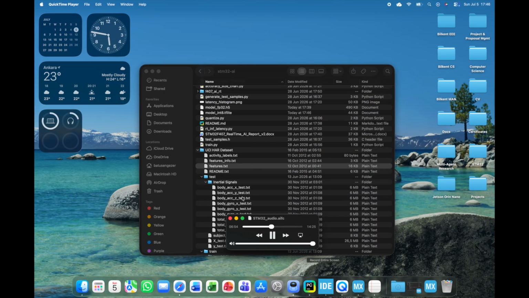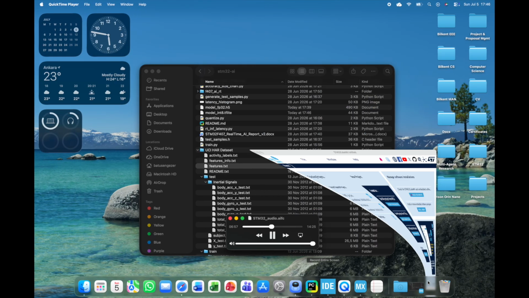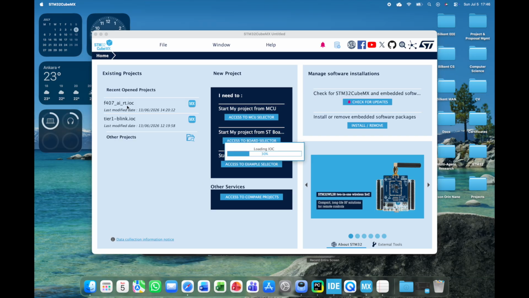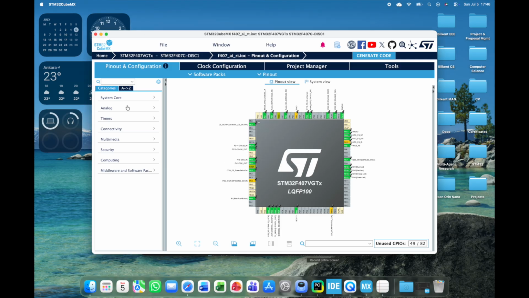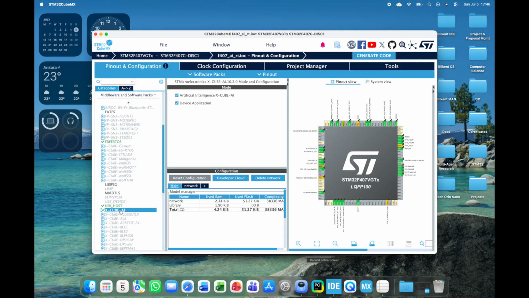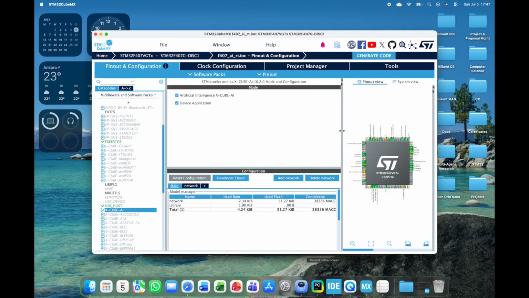Next, to get the model onto the STM32, I used ST's X-CUBE-AI tool. It takes the quantized model and generates optimized C code for it. But before I write a single line of my own application code, it also tells me exactly how much of the chip's resources the model will need.